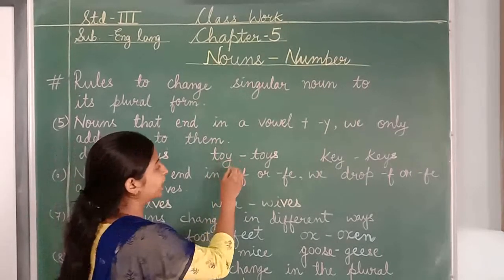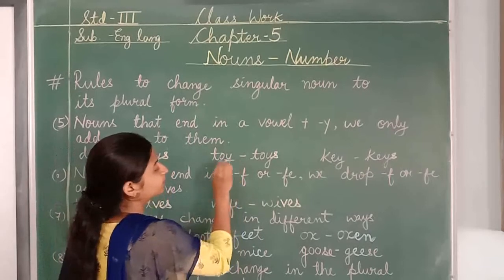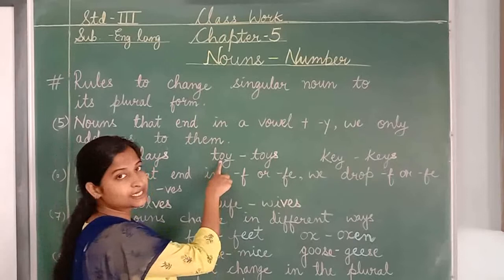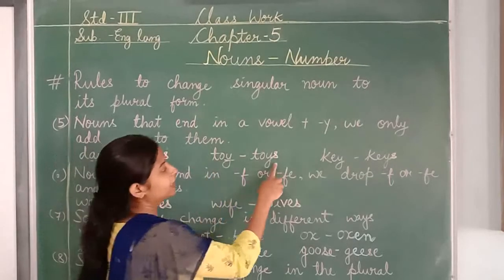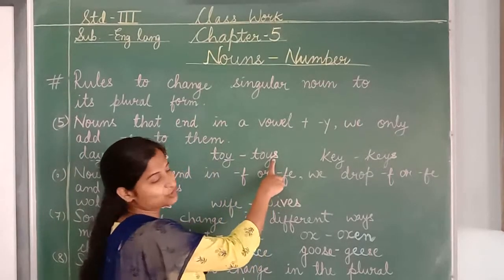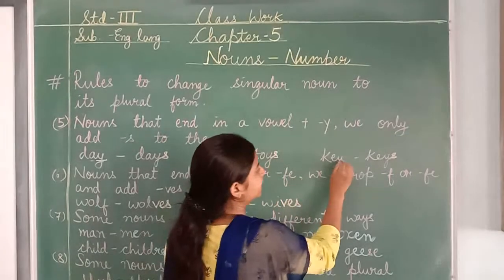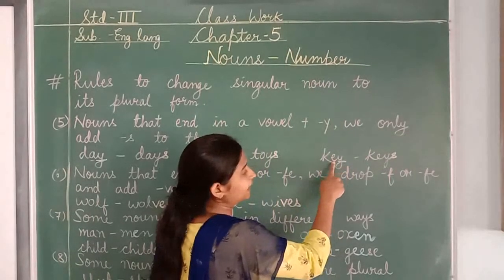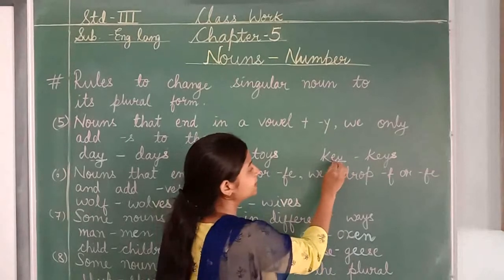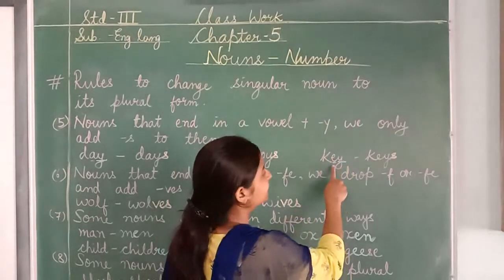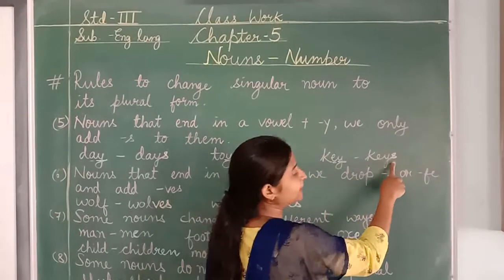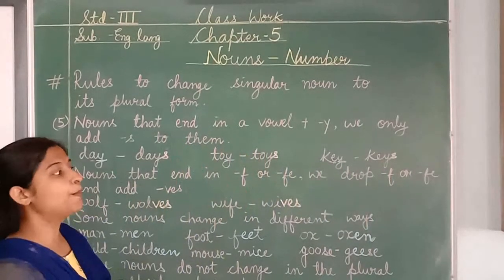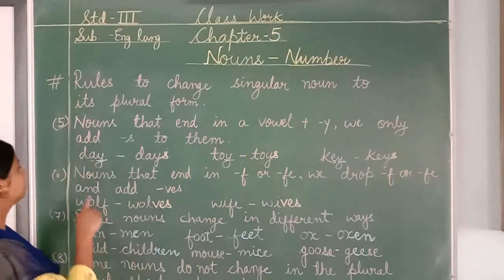Similarly, here, toy. Before Y, what is here? Vowel. O is a vowel. We simply add S to make it plural. In the word key also, before Y, what is it? E. E is a vowel. So we simply add S at the end to make it plural.